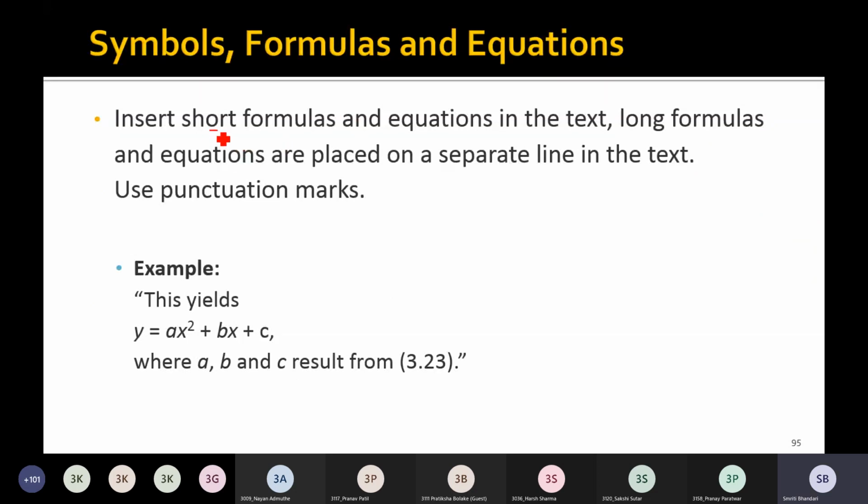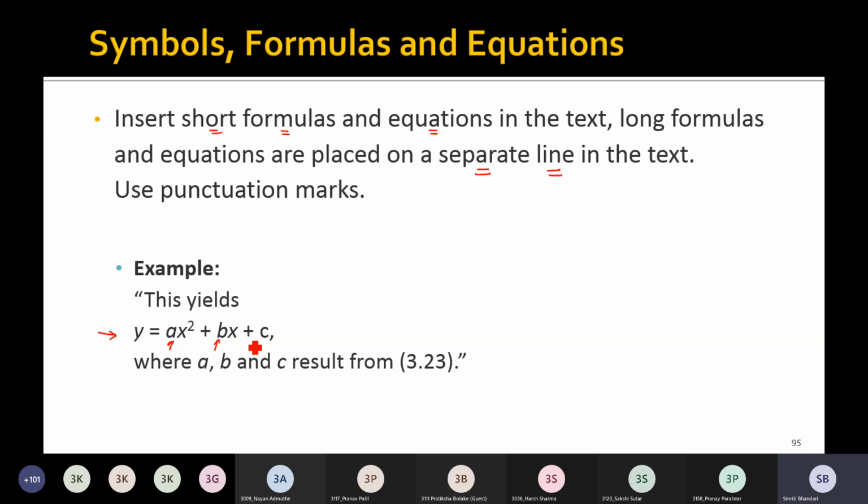Okay, now if we are using short formulas and short equations, then we can write those equations as a part of the text. If you are making use of some long formulas and equations, then long formulas and equations are placed as a separate line in the text. Okay, so see here one example. If I want to use such an equation, then I need to write this equation on a separate line because this is a long formula or long equation. Y equal to ax square plus bx plus c.